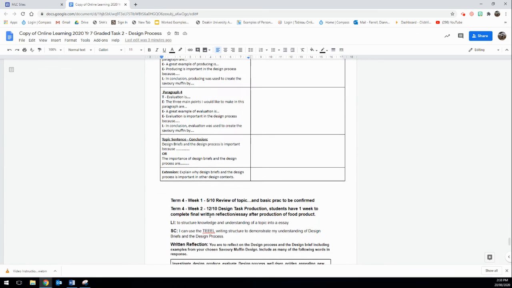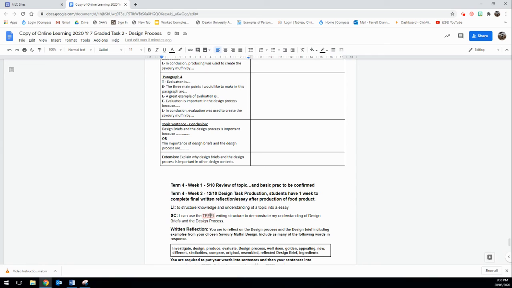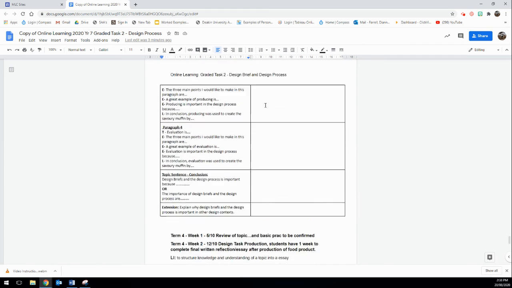And then all you would need to do is just finish off the paragraph for 3 and 4 with your supporting evidence from your production and your evaluation questions.